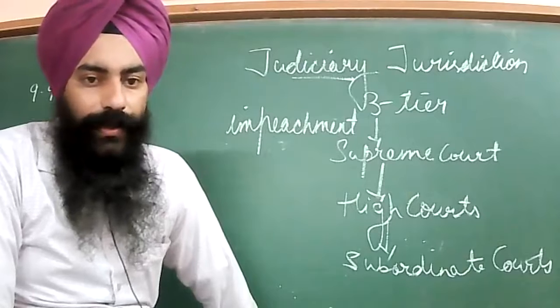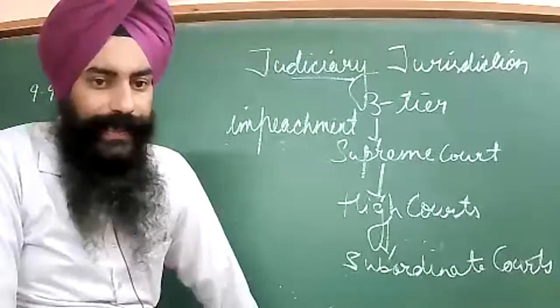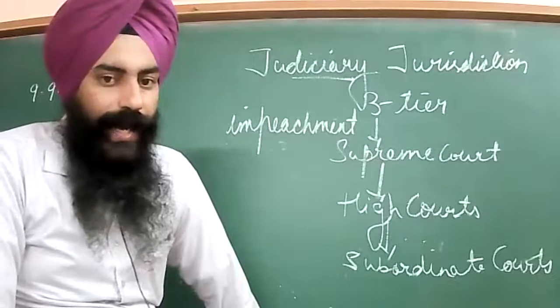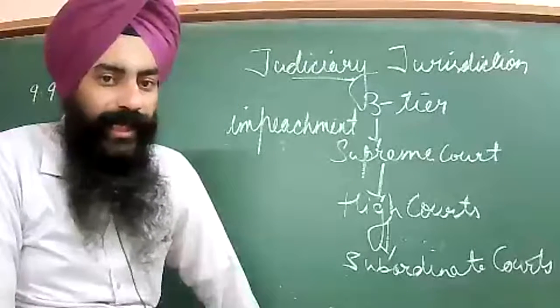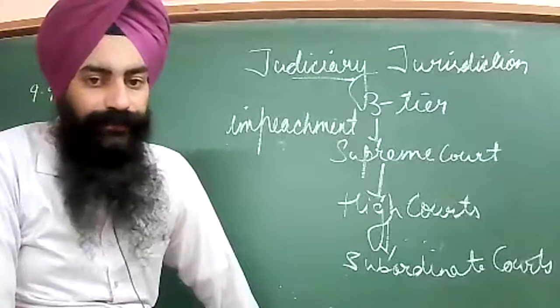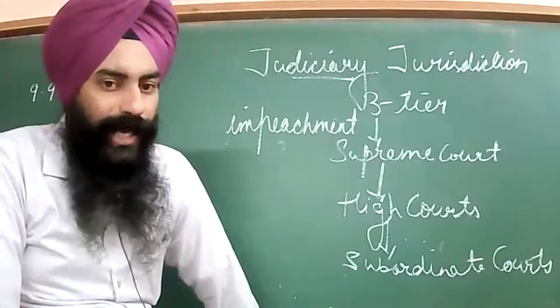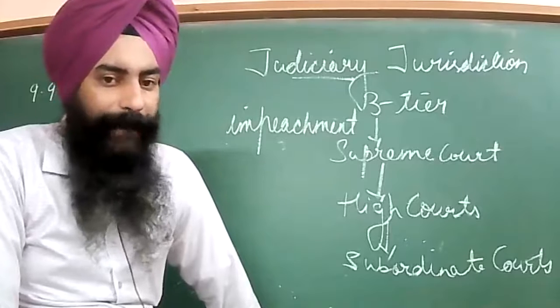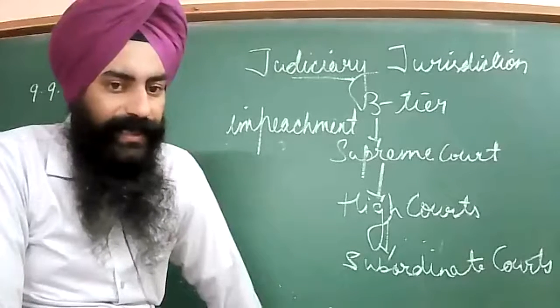High courts are present at the state level. Each and every state possesses its own high court, which is located at their capital. The functions of high courts are original jurisdiction and appellate jurisdiction. High courts are not related to the advisory jurisdiction.